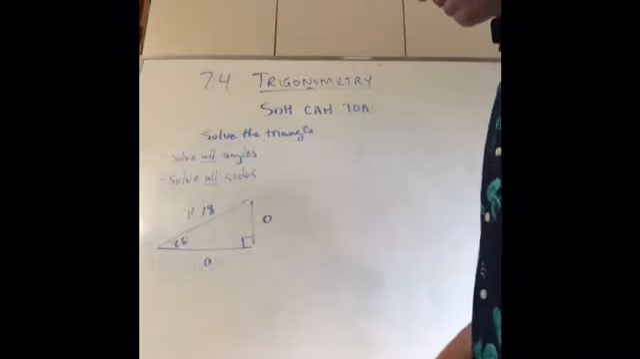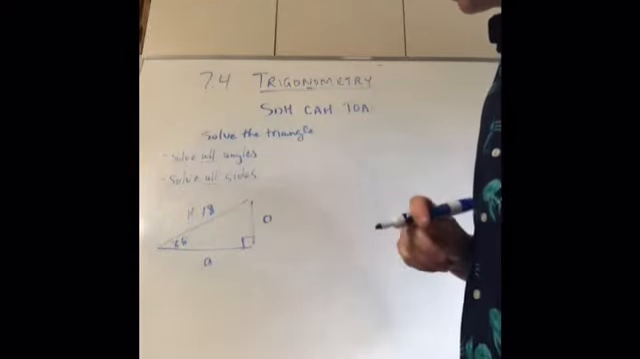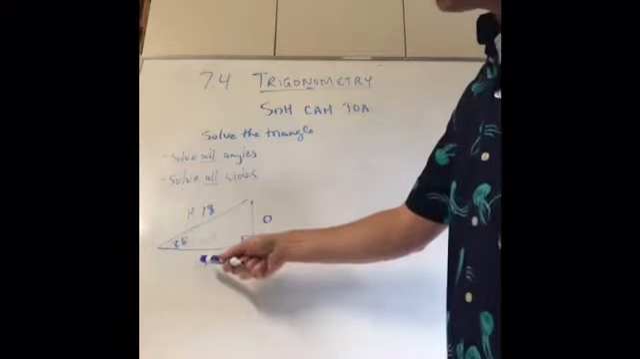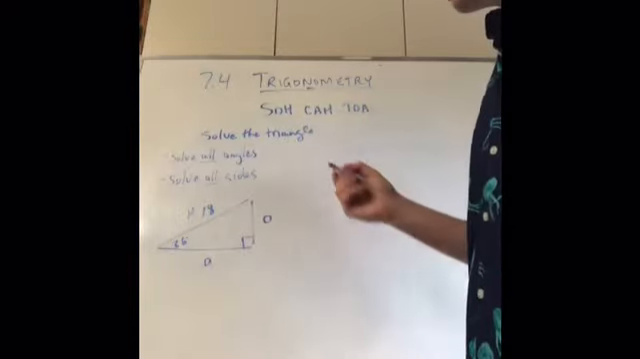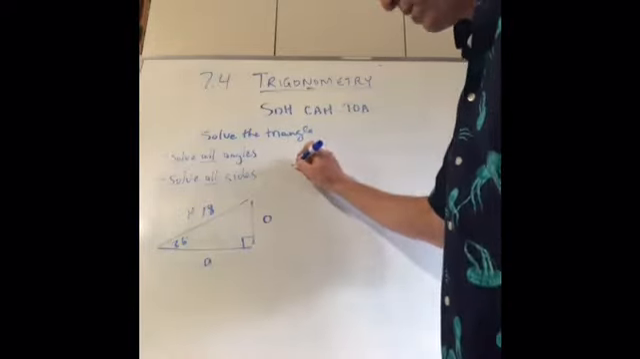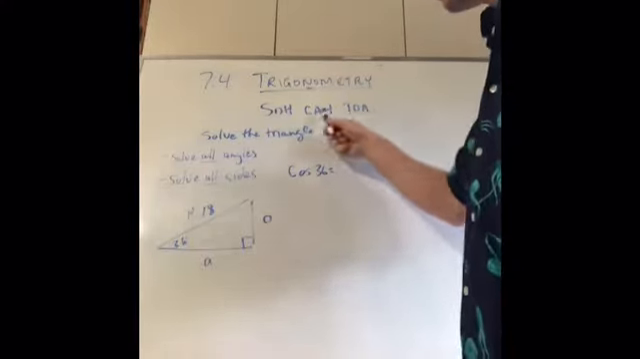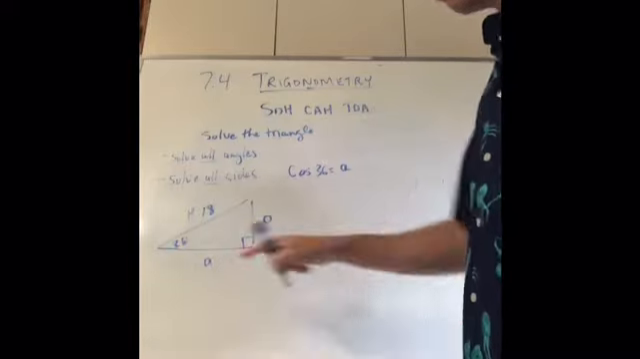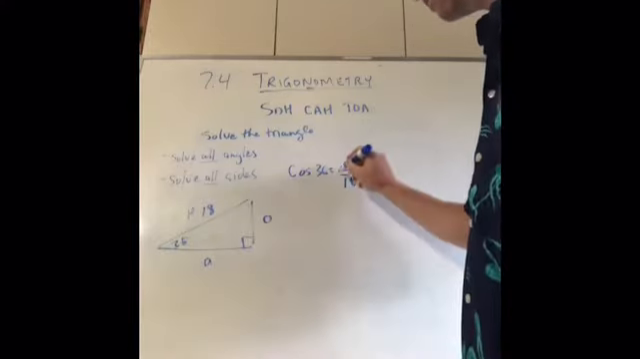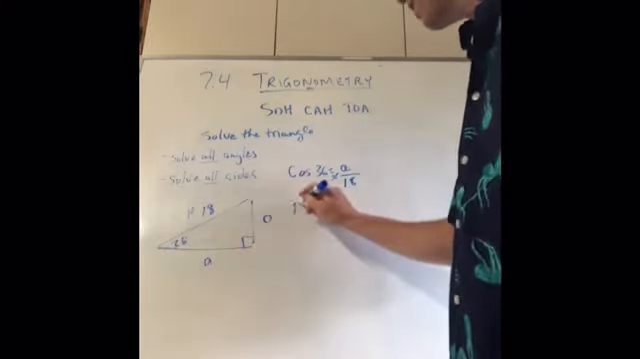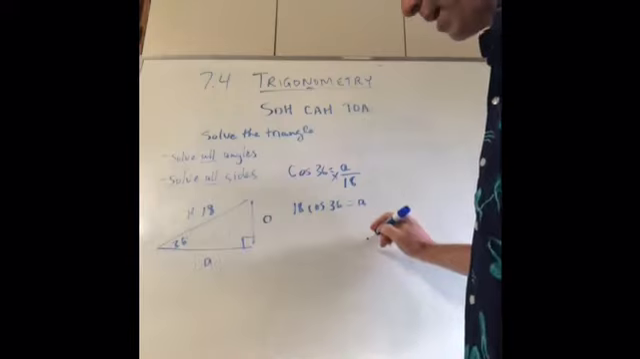The first, let's try to solve here for A first, for the adjacent side. Because we are dealing with the adjacent side, and I'm going to use the hypotenuse because I know the length of that, A and H, we're going to use a cosine function. So in this case, cosine 36 is equal to our adjacent side, which I'm just going to call A, over our hypotenuse, which is 18. Doing some cross multiplication, I get 18 times cosine 36 is equal to A.